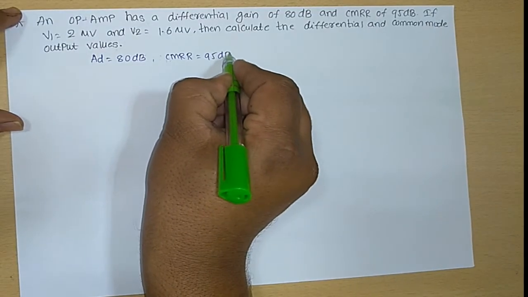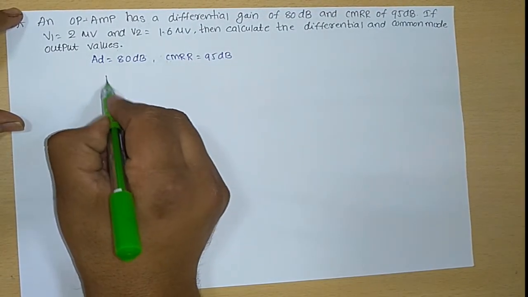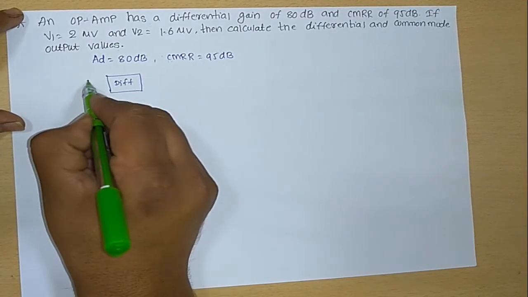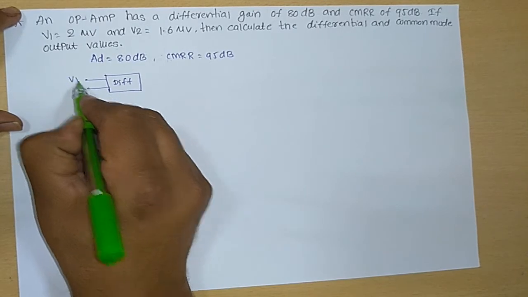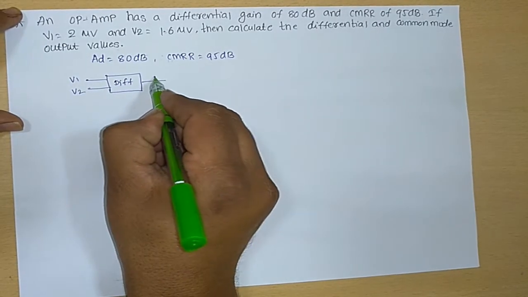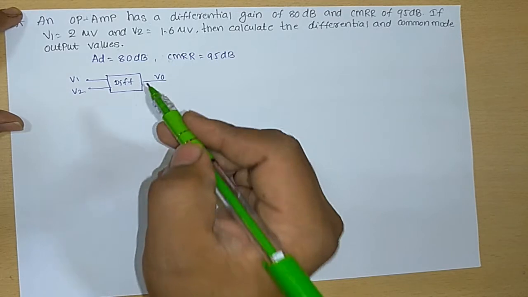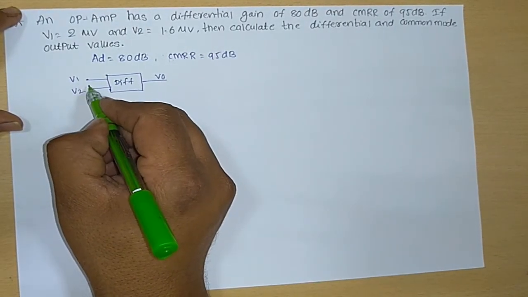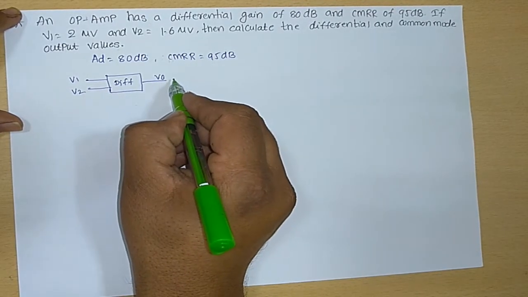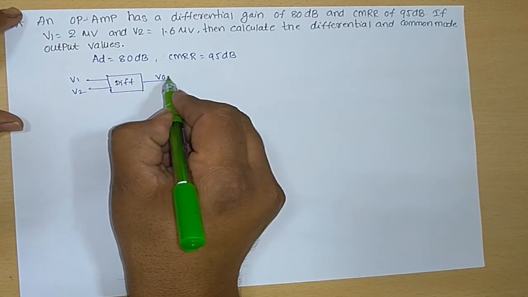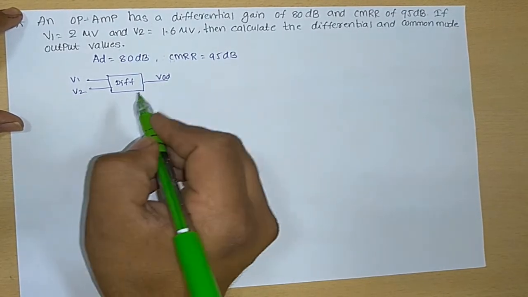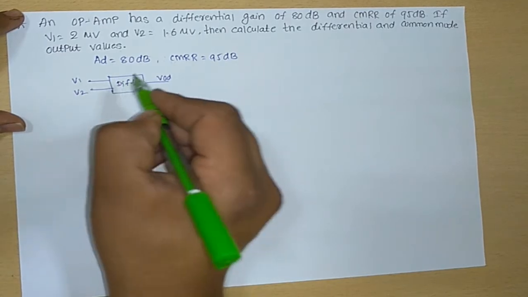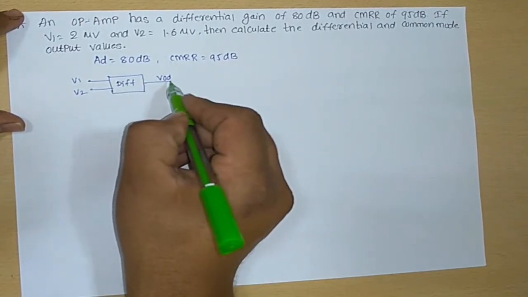95 decibels. For example, here we consider a differential amplifier. This differential amplifier has two inputs, V1 and V2, and here we will get the output. If both input voltages are different, then we get the differential output voltage, that is VOD. If we apply both input voltages the same, then we get the common mode output voltage.